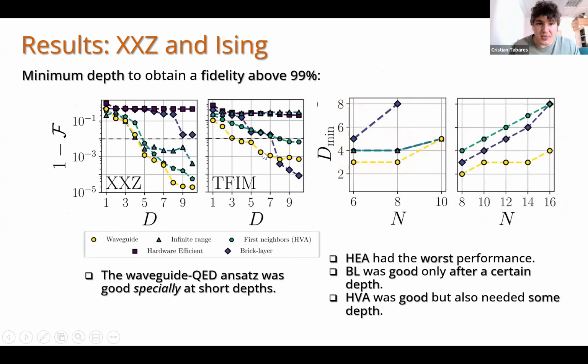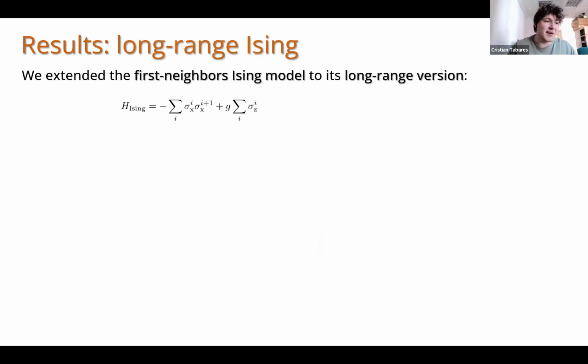In particular, we study the minimum depth to reach a fidelity above 99% as a function of the number of qubits. This is for the XX model, and this is for the transverse-field Ising model. You see that in general we need many fewer layers to reach good results with the waveguide-QED ansatz than with other types of ansatz. If you also focus on the infinite range case, just as a comment, note that this works really badly. That means the optimization of the range of the interactions also has to do with these good results. However, this is only first neighbors.